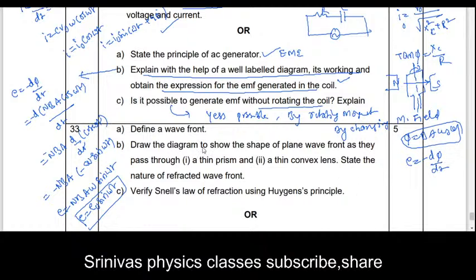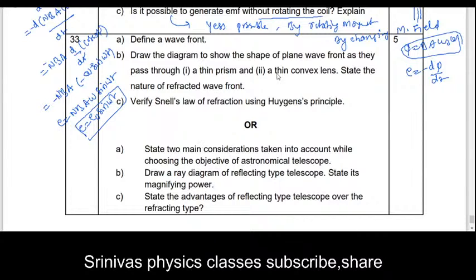Next, define wavefront. What is a wavefront? Locus of all points which are in the same phase. That is called a wavefront. Draw the diagram showing the shape of the wavefront when a plane wavefront passes through a prism. Okay, I will draw the diagram. This is the prism. A plane wavefront is incident like this, and it will emerge like this.